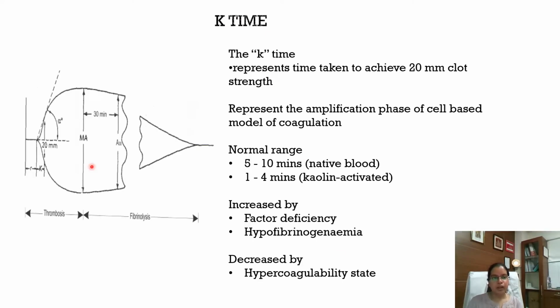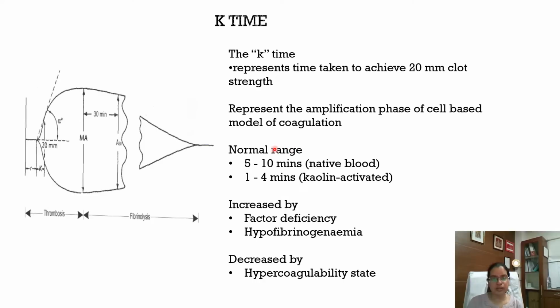Now K time, it is the time to achieve a 20 mm clot strength. So we are seeing the time the clot reaches its 20 mm strength. From 2 mm, initially the clot has been formed, that is measured by R time. Now how much time it is taking to achieve this 20 mm clot strength, that is measured by K time. So it is dependent on platelets also, but mostly it is dependent on fibrinogen. It represents the amplification phase of the cell-based model of coagulation.